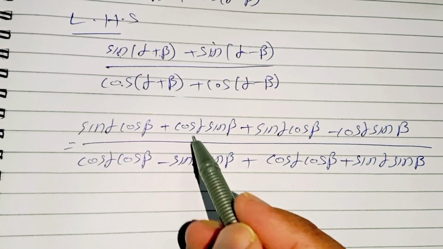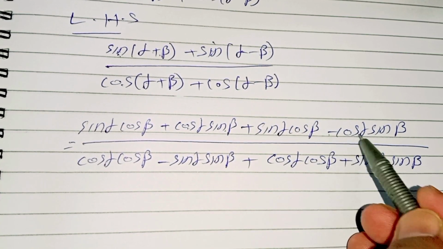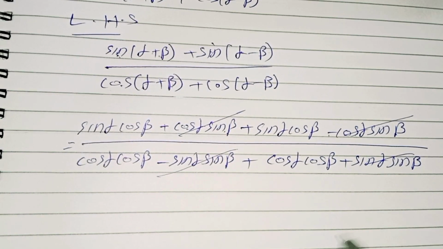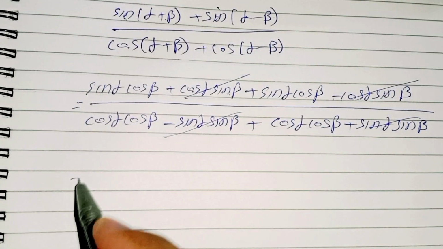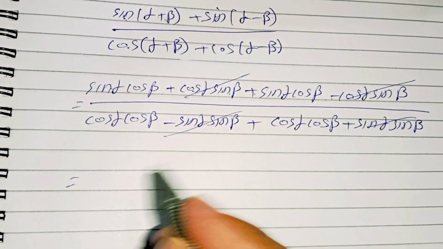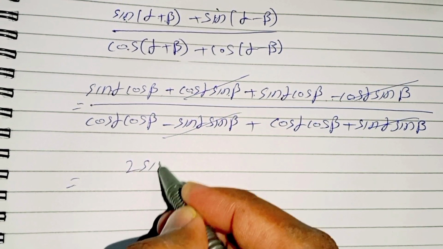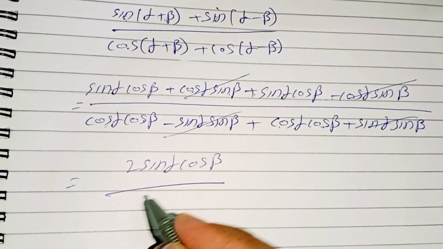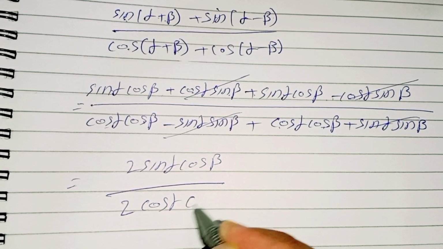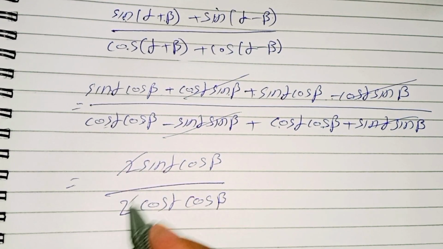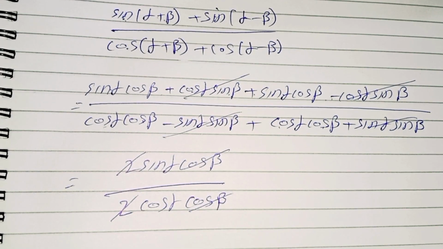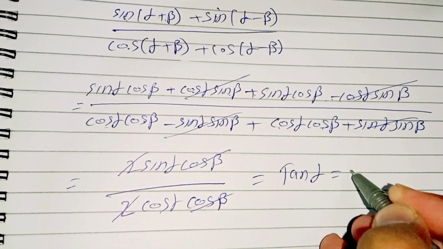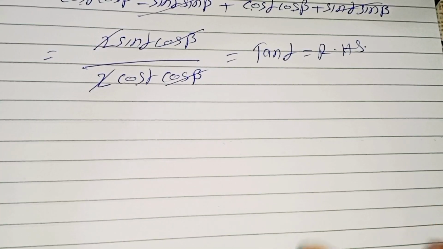We can see in the numerator cos alpha sin beta and minus cos alpha sin beta cancel each other, and in the denominator sin alpha sin beta is cancelled by plus sin alpha sin beta. In the numerator we have sin alpha cos beta plus sin alpha cos beta, which is equal to 2 sin alpha cos beta. While in the denominator cos alpha cos beta plus cos alpha cos beta becomes 2 cos alpha cos beta. 2 is cancelled by 2 and cos beta is cancelled by cos beta, and sin alpha over cos alpha becomes tan alpha, as required on the right hand side.